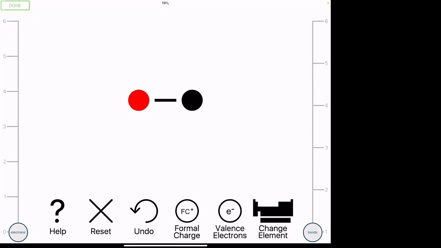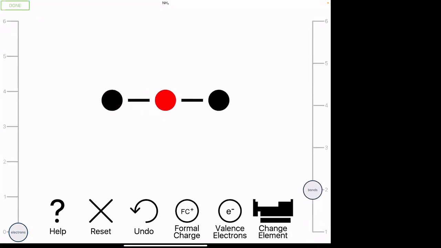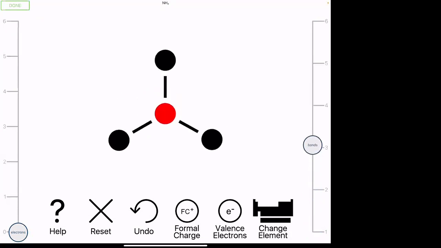Okay, so in this case, we'll let that be the central atom, which is the nitrogen. And we can define that here in a little bit. But notice to the right, it says number of bonds. That's on a little slider. I can move that up and down. So see if I take that to 2, I get 2 bonds. And in this case, I need 3 bonds. So I'm going to go ahead and run the slider up to 3.